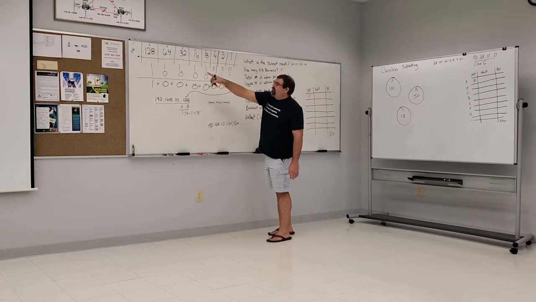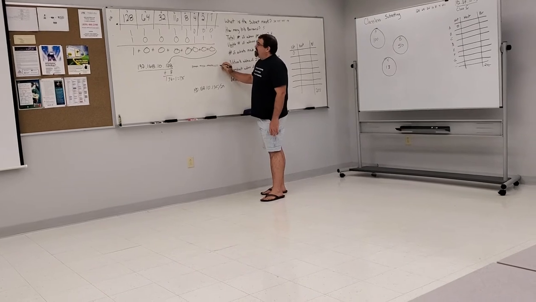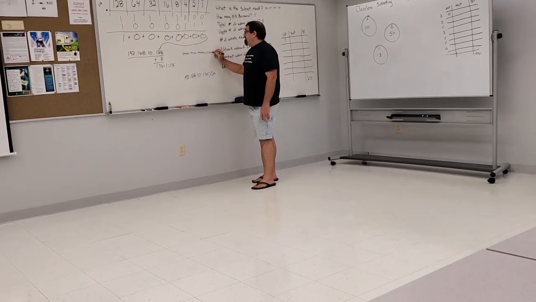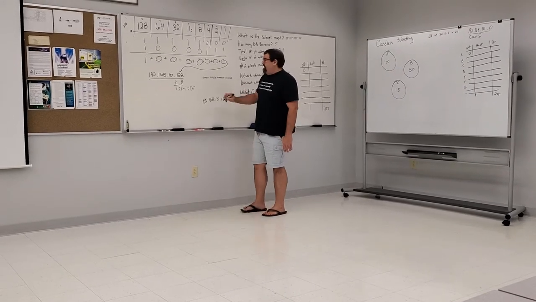One, then whatever 135 is. So that's 1111, 5 1s, 3 0s. There you go. All right. Now my subnet mask.